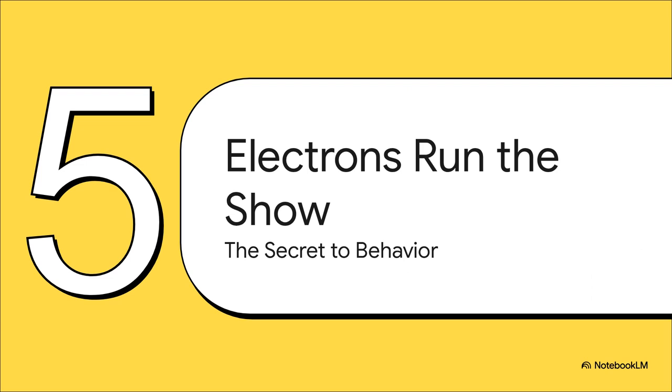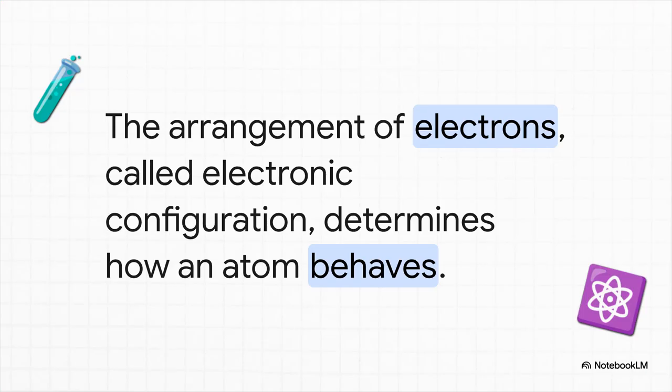All right, we've cracked the atom's code, we've met its alternate versions, but we still haven't fully solved our original mystery. Why are gold and iron so different? Well, the secret has been hiding on the outside this whole time. It all comes down to the electrons. Specifically, how those electrons are arranged in their shells. This arrangement is called the electronic configuration, and it is the number one thing that determines how an atom is going to behave, its entire chemical personality.